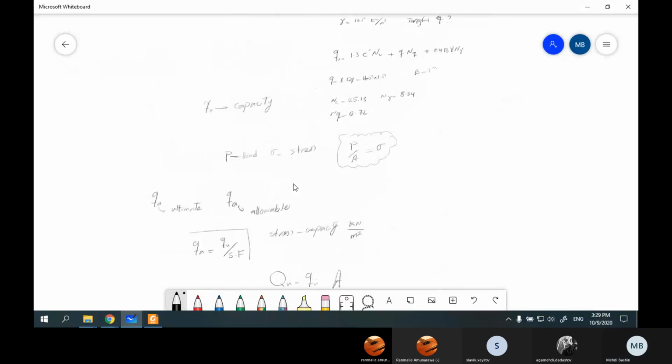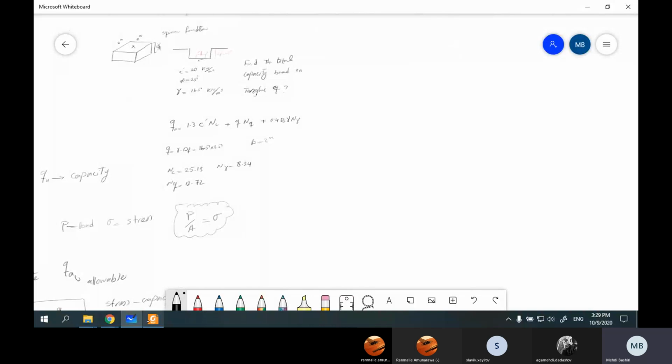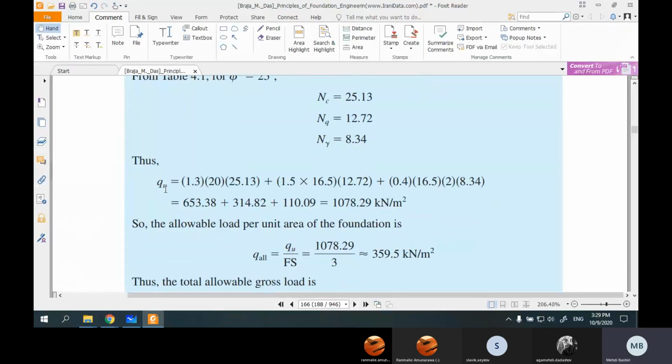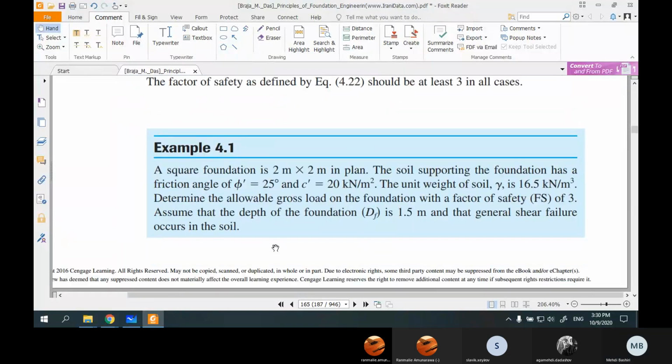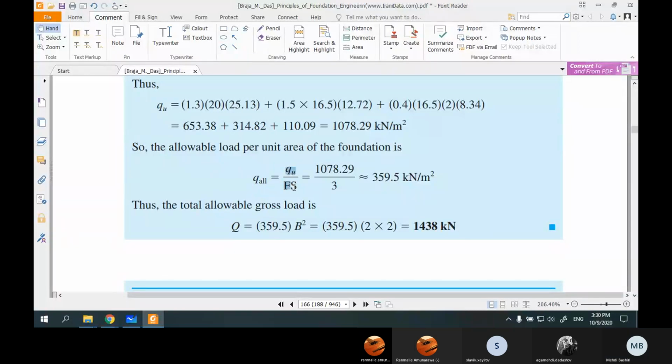Let's continue our example. You can see it here. The final capacity or ultimate q is 1078.29. You can see from the unit that this is stress. So how can we find force? It says allowable, not ultimate. To find the allowable, you have to find this ratio: ultimate divided by factor of safety. So the allowable q is 359.5.